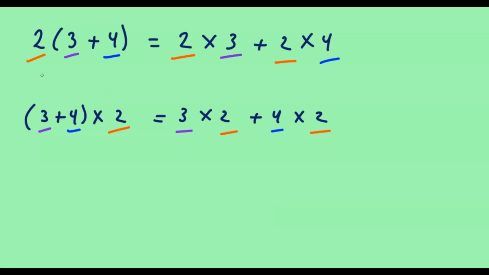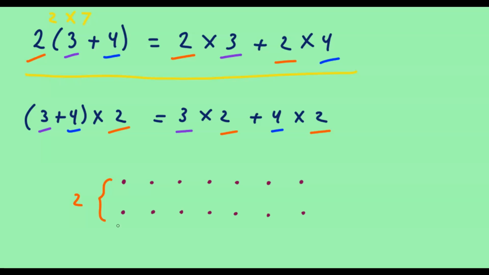Now let us have a look at why the distributive law works. Let us consider this equation over here. Now on the left-hand side, we have 2 times (3 plus 4). So that will be 2 times 7. Now 2 times 7 can be represented as 2 rows of 7. So let us consider that. We have 1, 2, 3, 4, 5, 6, 7, and another row of these 7 dots. So we have a total of 2 rows of 7 dots.